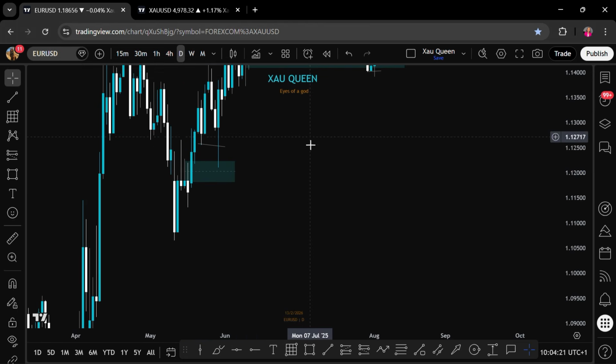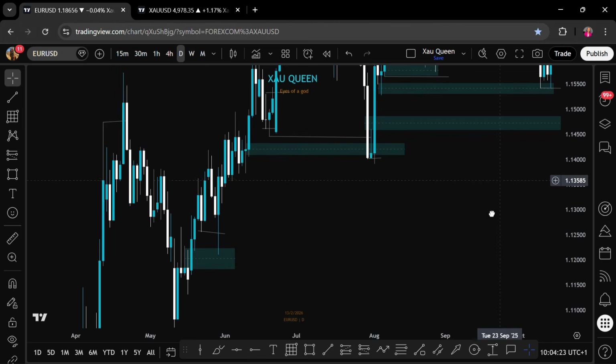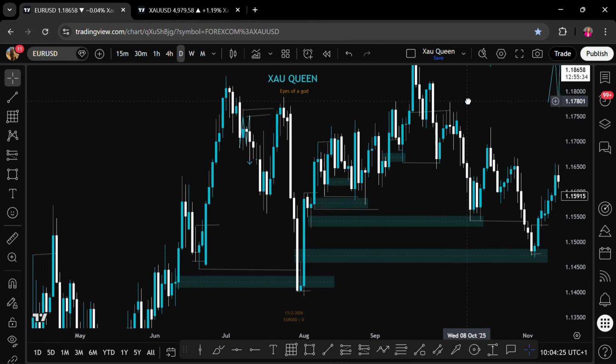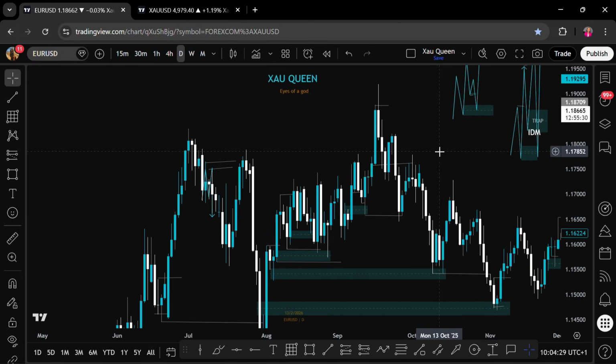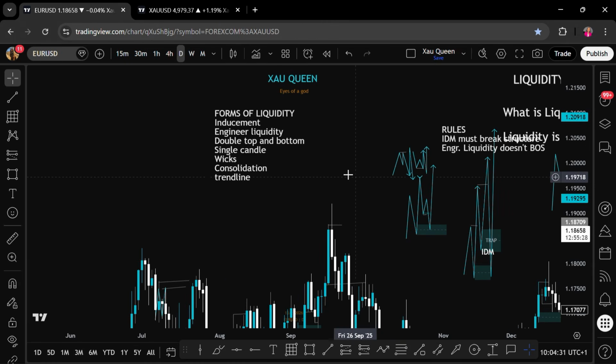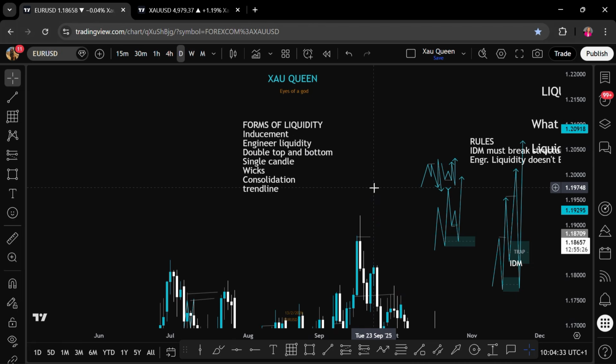But majority of the time, I personally don't use this. I hardly use it, unless the wicks are plenty like this in this area. Then I'll know that yes, that's an area of liquidity, so I can put my target there or I can avoid taking entry from there.